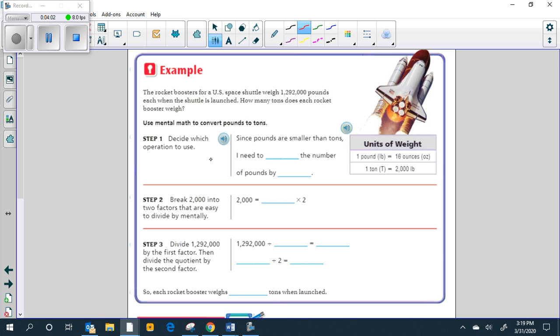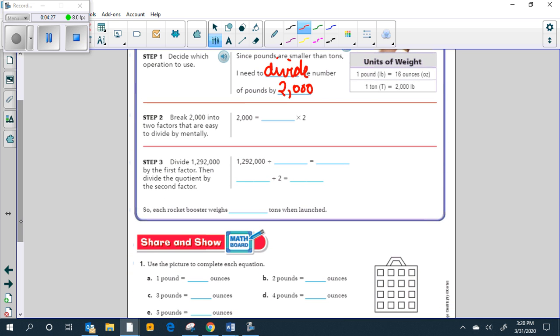Decide which operation to use. I'm going from pounds, which are smaller than tons, so I need to divide the number of pounds by 2,000. 2,000 is the number of pounds that are in 1 ton, so that's the number we'll divide by. Step 2, break 2,000 into 2 factors that are easy to divide mentally. Well, if I think about that, 2,000 breaks nicely into 1,000 times 2.